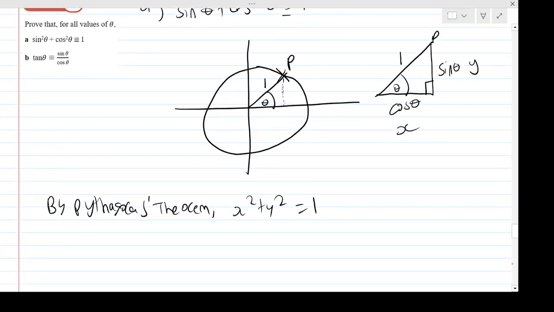But we know x and y are cos and sine. So we can say that x squared is going to be cos squared theta, and y squared is going to be sine squared theta. And that's going to be equal to 1. Well, it's going to be identical to 1, actually, because it will be true for all values of theta. Because, again, it doesn't matter where I put my point on the unit circle. It could be here. There's still an angle theta, and it works in the exact same way.